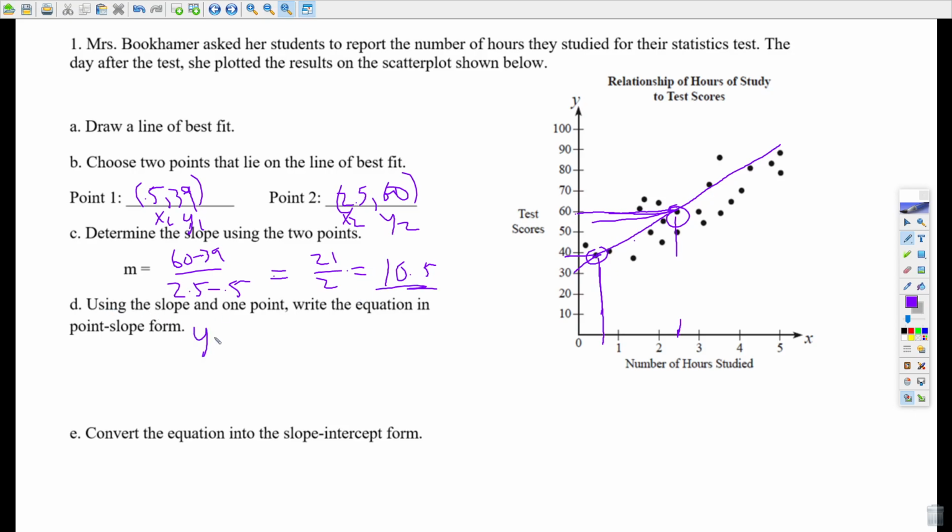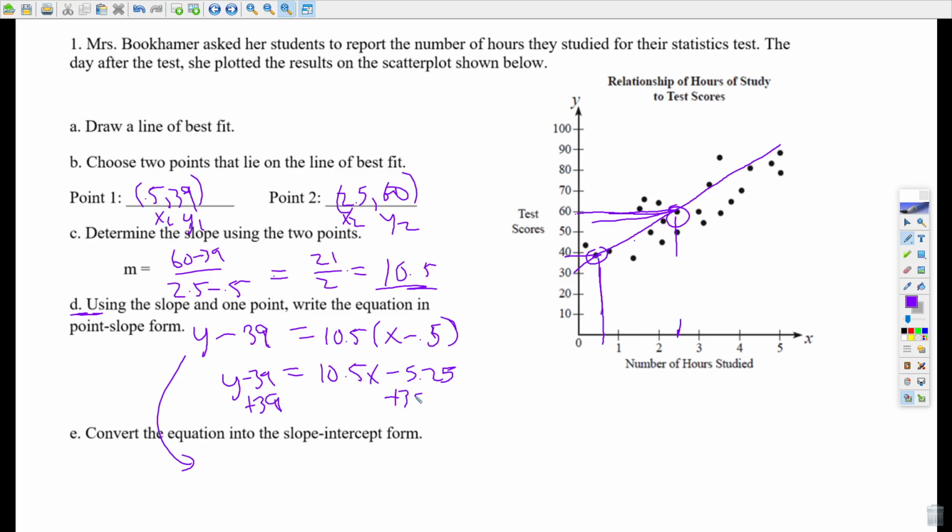Using the point slope form, we would do y minus y1, which is 39, equals our slope 10.5 times x minus 0.5. And then you're going to distribute this. So this is actually the answer for part D. The work down here, converting to slope-intercept form, is what I'm doing now. So 10.5 times x is 10.5x. 10.5 times 0.5 is 5.25. And then we just have to add the 39.